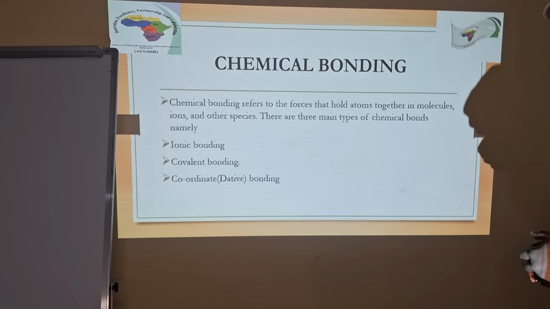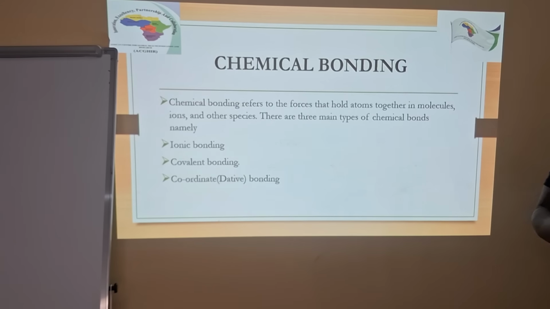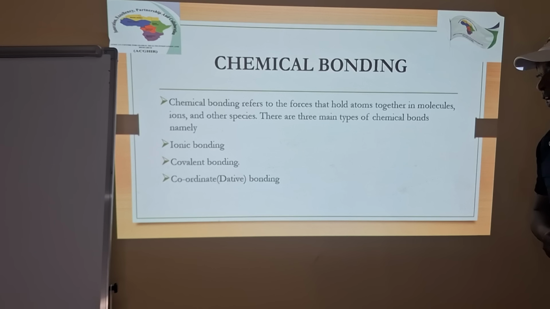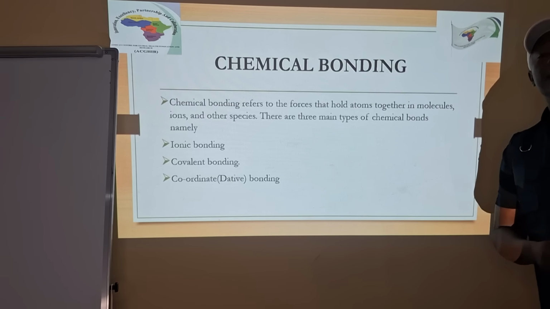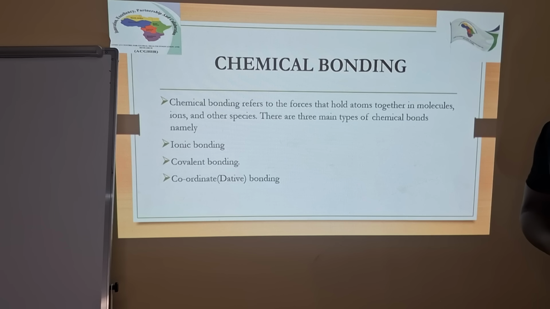Chemical bonding. Basically, it refers to the forces that hold atoms together in molecules, ions, and other species. There are three main types of chemical bonding, namely ionic bonding, covalent bonding, and coordinate or dative bonding. So let us delve deep into the three types of bonding.